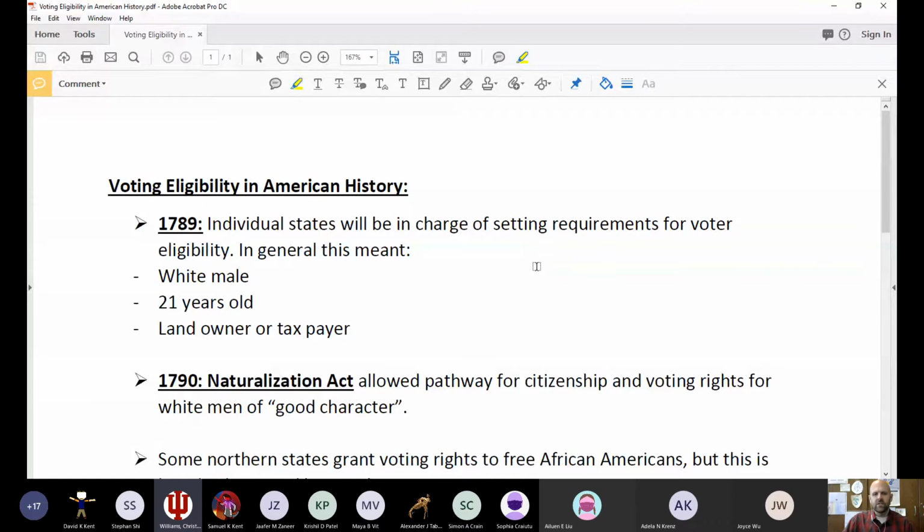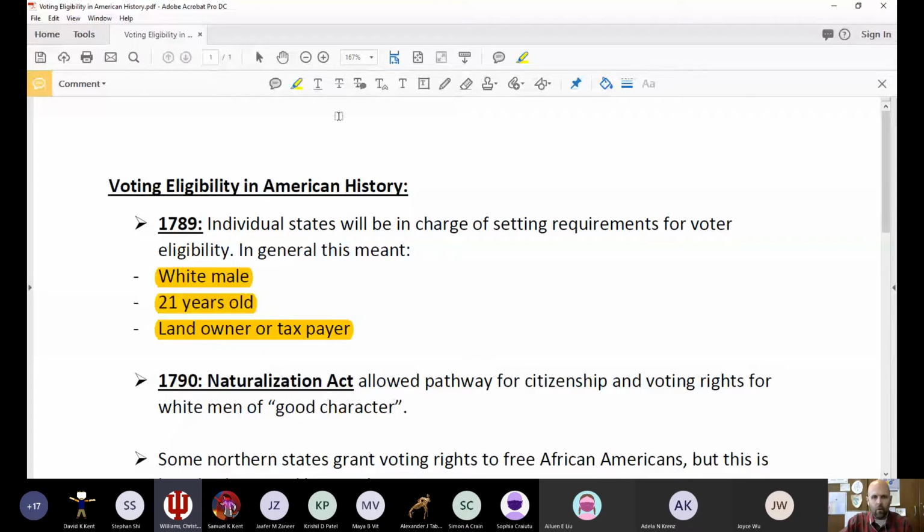But individual states set voter eligibility. So in some very small circumstances in history, states gave women the right to vote for a very short amount of time and also gave free African Americans the right to vote for a very short time. But this was not a blanket policy, meaning it applied everywhere. Okay, so early on, if you were going to be a voter, you were a white male, 21 years old, a citizen, and you were a landowner or could prove that you had paid a significant amount of money in taxes.